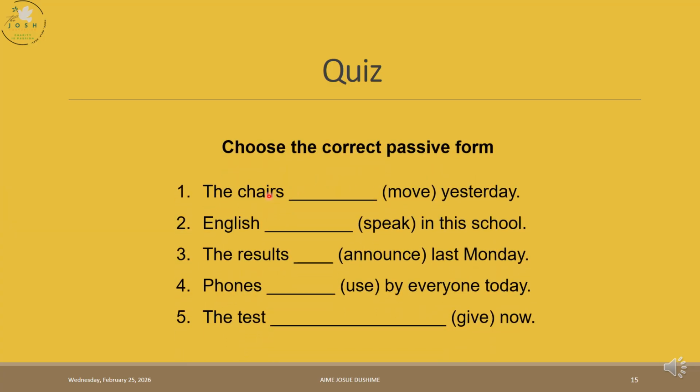Choose the correct passive form. You're going to choose if it is a present or a past, based on what you see. The chairs dash dash yesterday. English dash dash in the school. The results dash dash last Monday. Phones dash dash by everyone today. The test dash dash now. So you're going to choose the right answer based on what you see here. Here you have move, speak, announce, use, give. Remember you always use V3, don't use V1. And we put be. If it is present we use is, are. If it is past we use was or were. And try to make it a good one. And follow the structure.